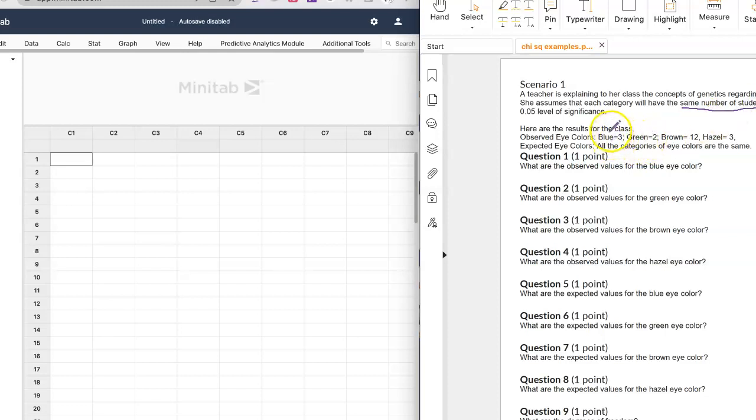We also need to know what the categories are. The category is observed eye colors, and there are blue, green, brown, and hazel eyes. And then the third thing we need to know is the count. So the category is the color of eye, and the counts we'll put in another column, and the number of students are going to be the same in each category. So I come over here and I put in category, which is eye color.